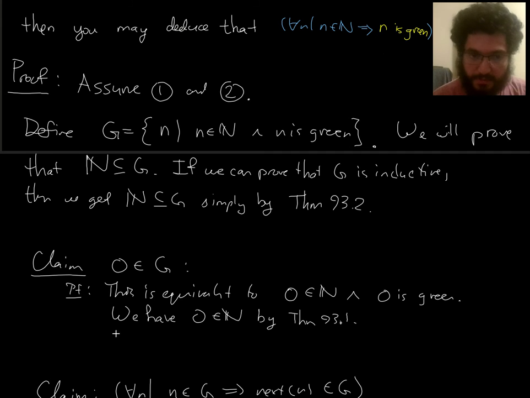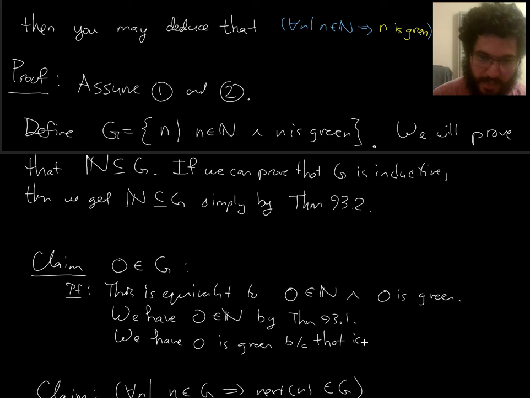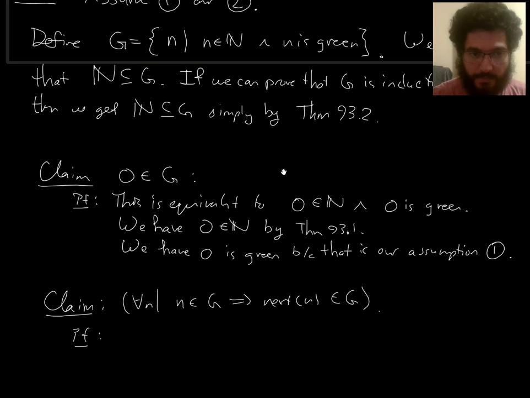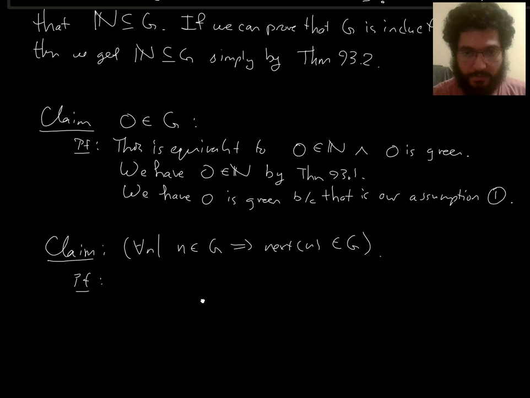And do we have 0 as green? We have 0 as green because that is our assumption. That's assumption number 1. We're assuming that the base case holds. The base case is 0 is green. That is our assumption 1. So if I just scroll up, there it is, 1, 0 is green. So that's it for that claim. 0 is in G is equivalent to this conjunction, and we've proven both of the statements in the conjunction.